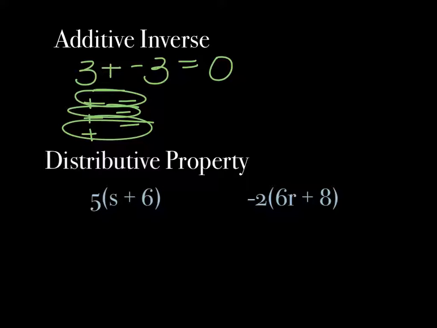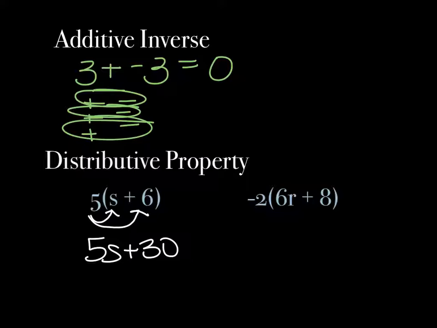And last is the distributive property. Remember, the distributive property is the process of multiplying a number by everything inside of parentheses. So we are going to start with 5 times the quantity s plus 6. So you take 5 and you multiply it by the first term. So 5 times s is 5s. And then you take 5 times a positive 6, which is a positive 30. So that is 5s plus 30.